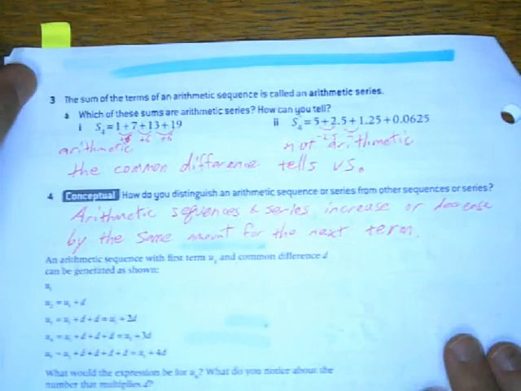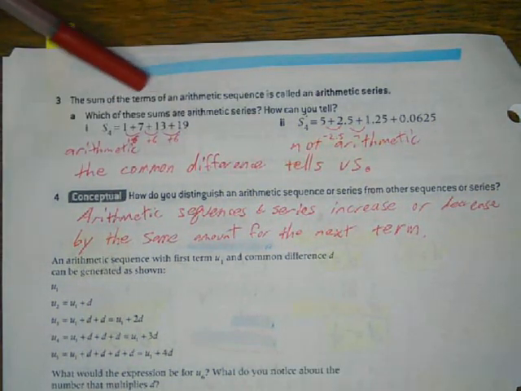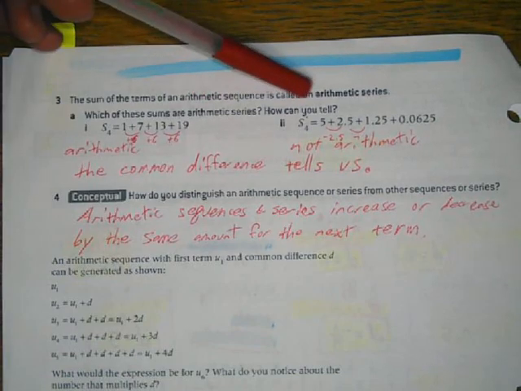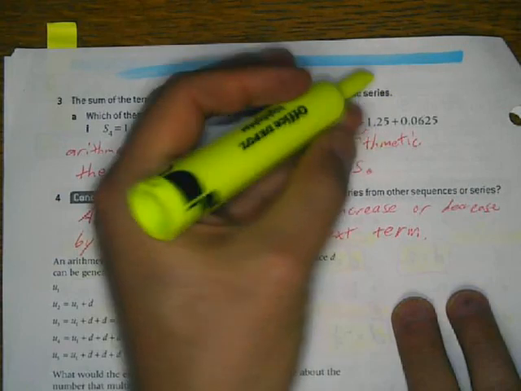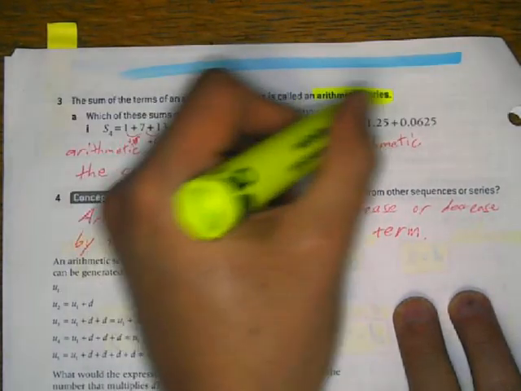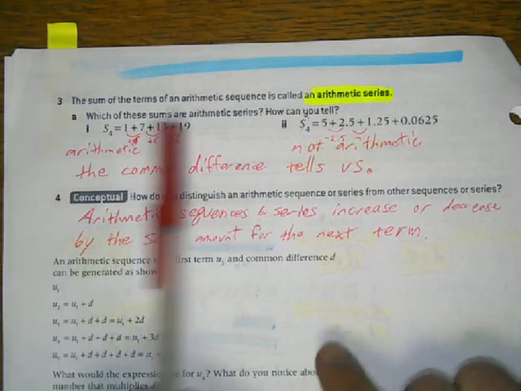Okay, so let's look at this here. The sum of the terms of an arithmetic sequence is called an arithmetic series. That's when we add all the things in an arithmetic sequence together. So which of these is an arithmetic sequence?